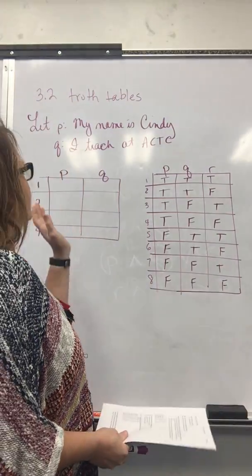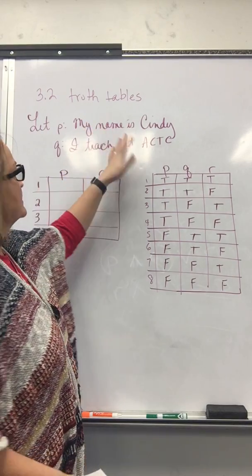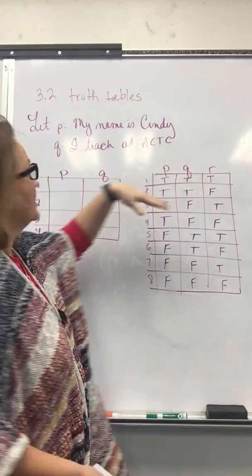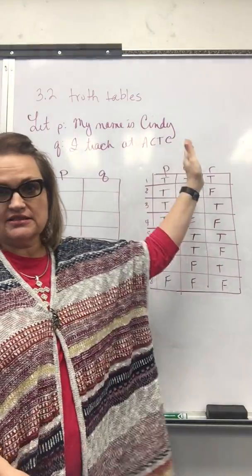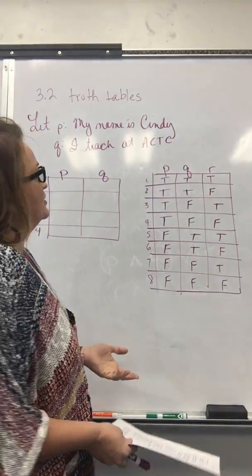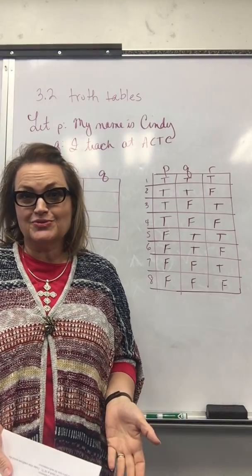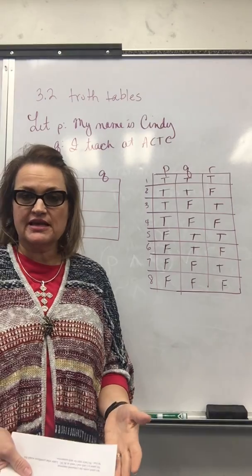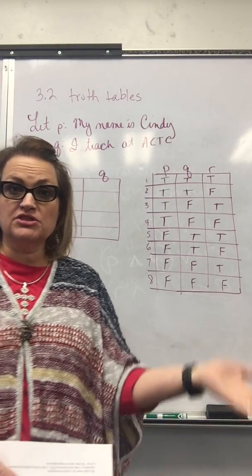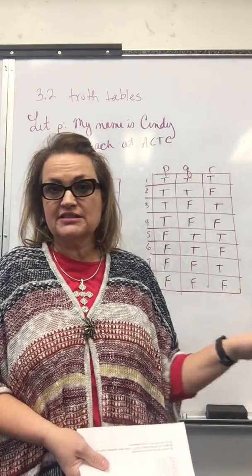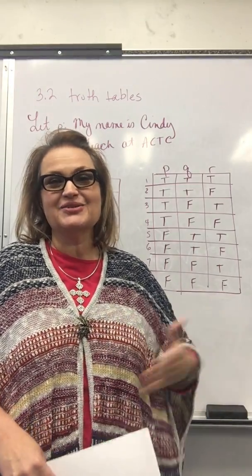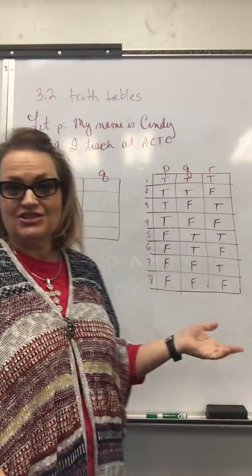So for example, say I had two statements. Let P be the statement, my name is Cindy, and Q be the statement, I teach at ACTC. We could evaluate each one of those as true or false, and we talked about that in section 3.1, that a statement can be assigned a truth value, can be judged true or false. So we could decide, but let's say you don't know.